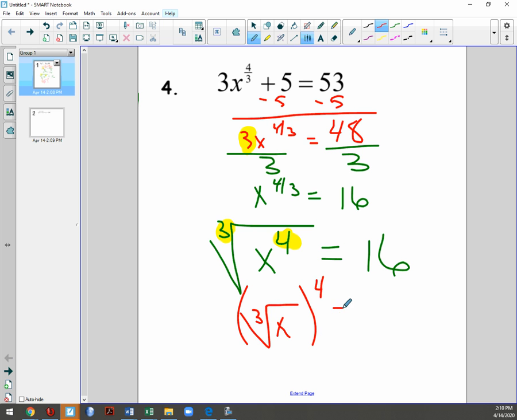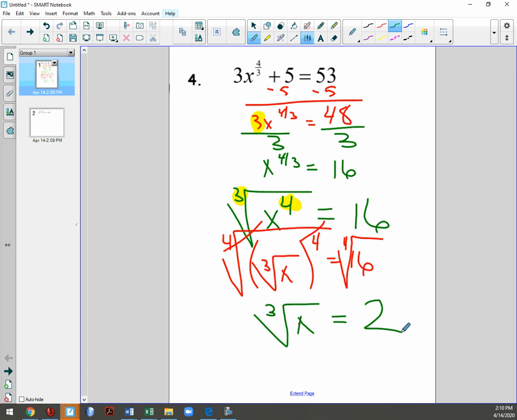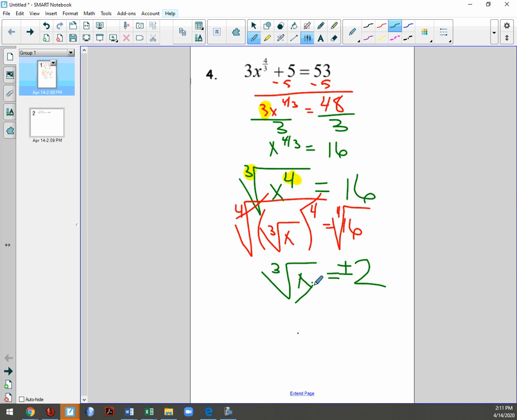And I'm going to rewrite this to look like that, which means I can go ahead and take the 4th root of both sides. So whenever I take the 4th root of both sides, what I'm left with is the cube root of x is equal to, well, the square root of 16 is going to be 4. The square root of 4 is 2. So that is how we're going to get that. Okay? When you do this, you have to understand that we have to have the plus or minus symbol there. So now we have two problems. I have the cube root of x is equal to 2, and I have the cube root of x is equal to negative 2.